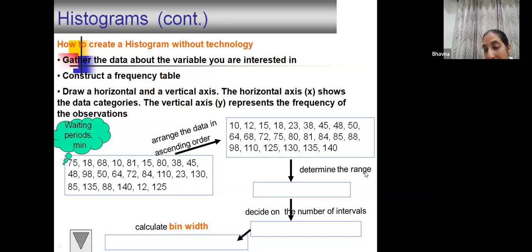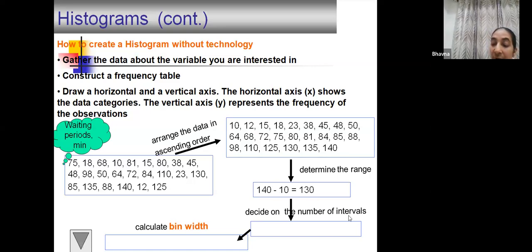Now, what is range? Range means maximum minus minimum. The maximum observation here, or the data point, we talked about data points in the first class. A data point is just your observation, okay? The maximum data point is 140, minus 10 is 130. So what is your range? Your range is 140 minus 10, which is equal to 130.